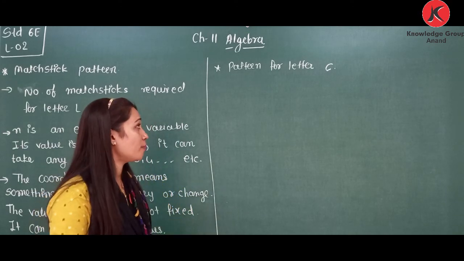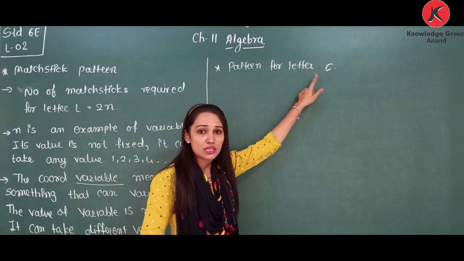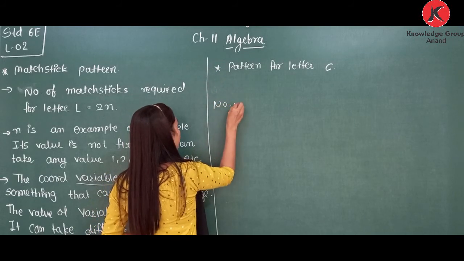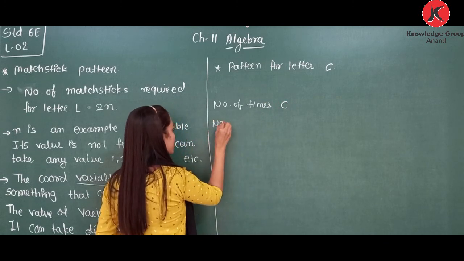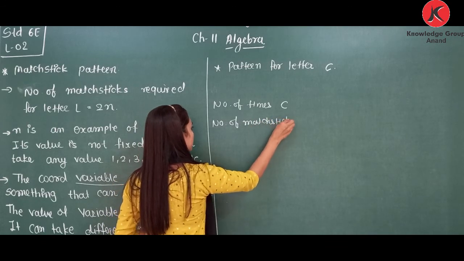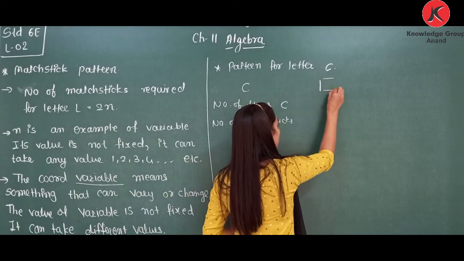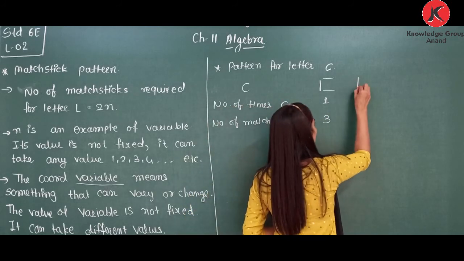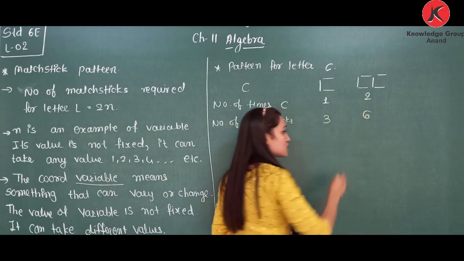Now next, as we learned the pattern for L, we can also find the pattern for any other letter. Let's today take one more pattern, for letter C. Now to generate letter C with matchsticks, for 1 C, we can write the number of times letter C appears and the number of matchsticks. For one time, we need 3 matchsticks. So if we want to write 1 time C, we need 3. For 2 times, this is 1 and this is 2. So for 2 times, we need 6 matchsticks.